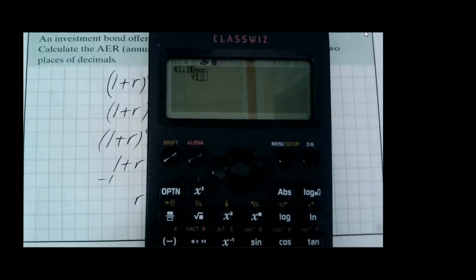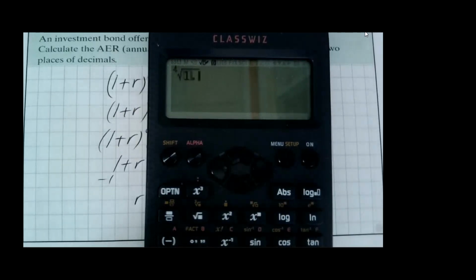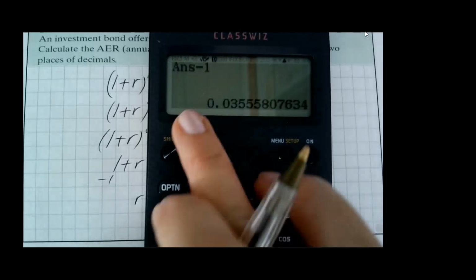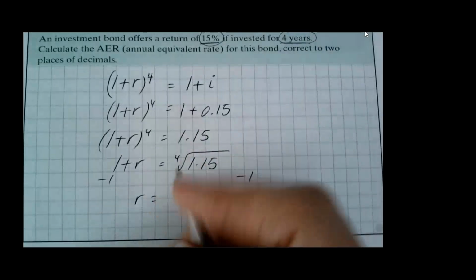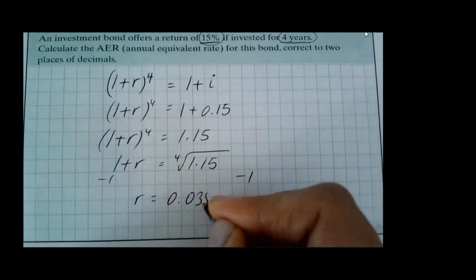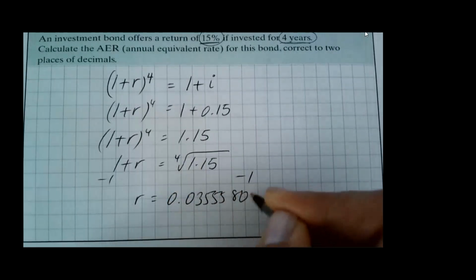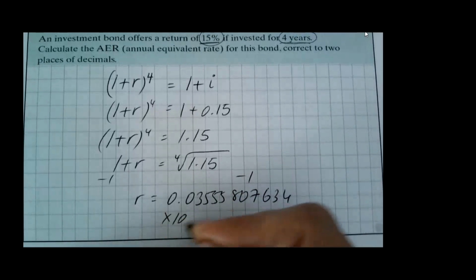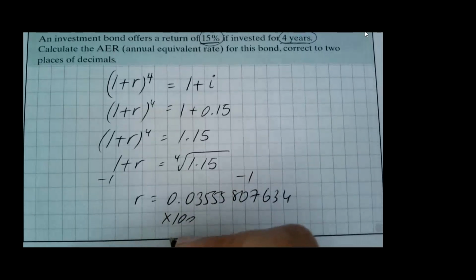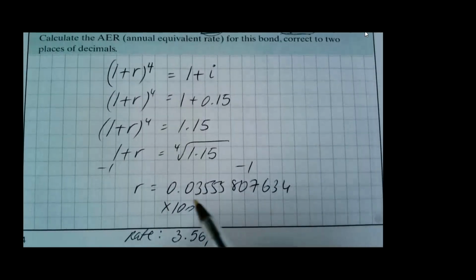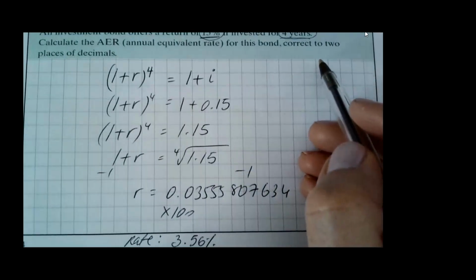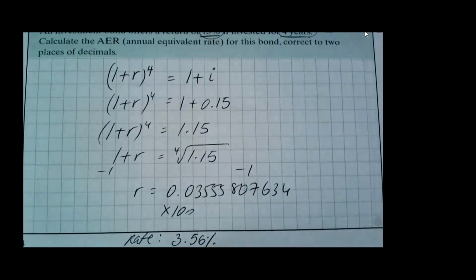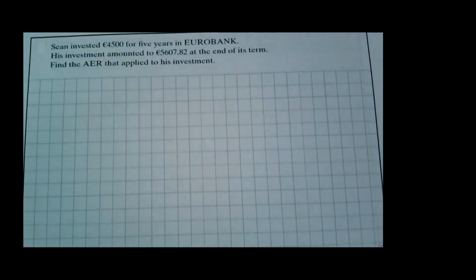Oops. There we go. Take away 1. And I'm getting this 0.035555807634. And of course, multiply by 100 to get the rate in decimal form. And they want it to 2 decimal places, so 3.56%.